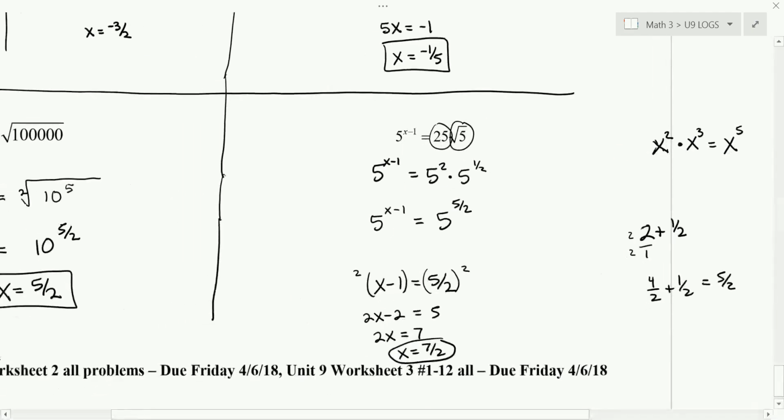Okay, so homework is to finish all of 9.2 and to do 1 through 12. Only 1 through 12 on 9.3.